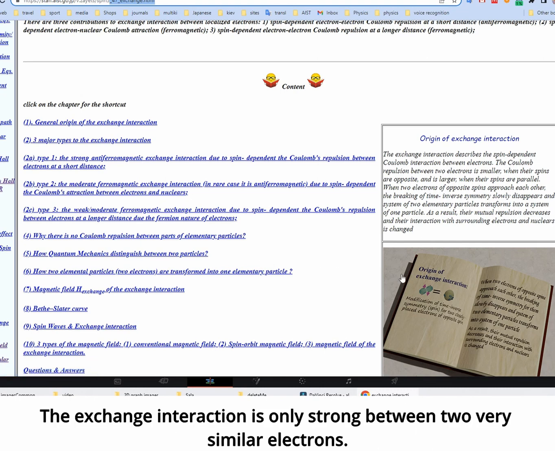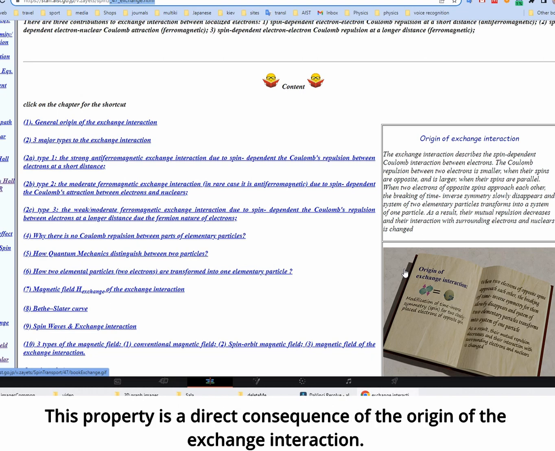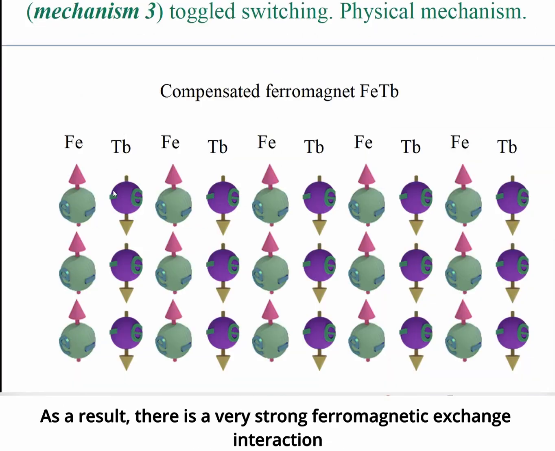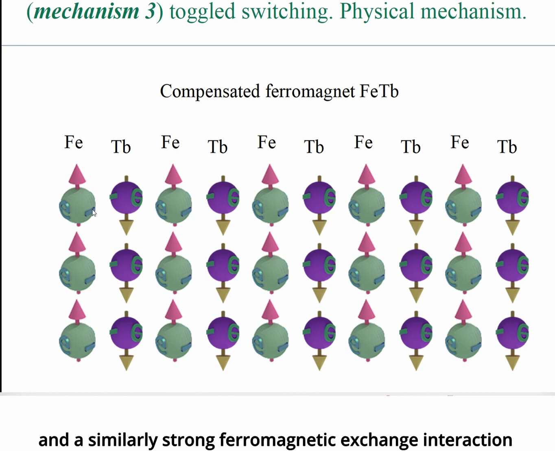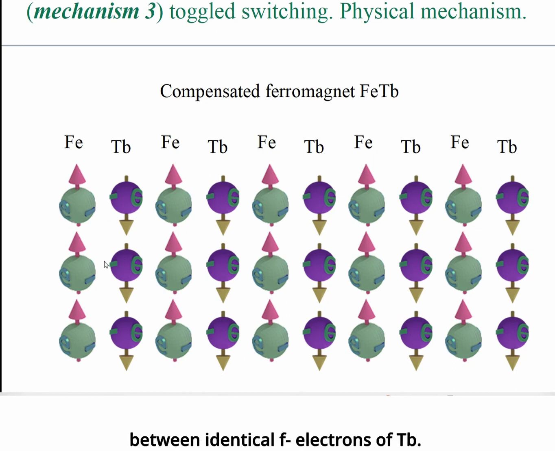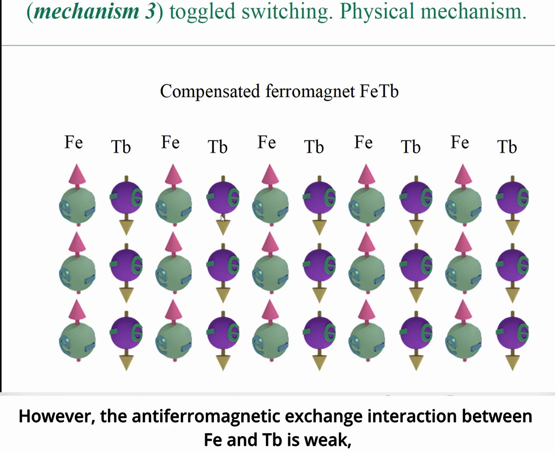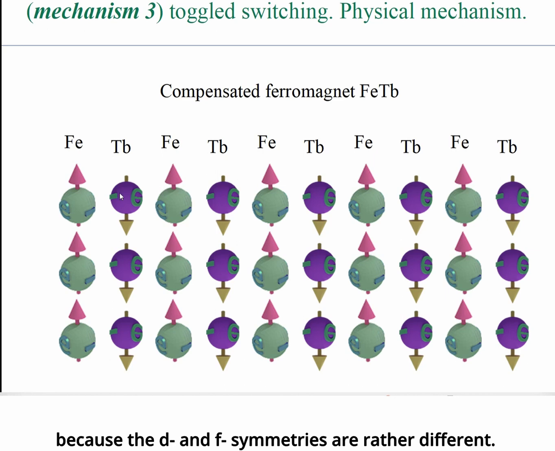The exchange interaction is only strong between two very similar electrons. The property is a direct consequence of the origin of exchange interaction. As a result, there is a very strong ferromagnetic exchange interaction between identical d electrons of iron, and a similarly strong ferromagnetic exchange interaction between identical f electrons of terbium. However, the antiferromagnetic exchange interaction between iron and terbium is weak, because the d and f symmetries are rather different.